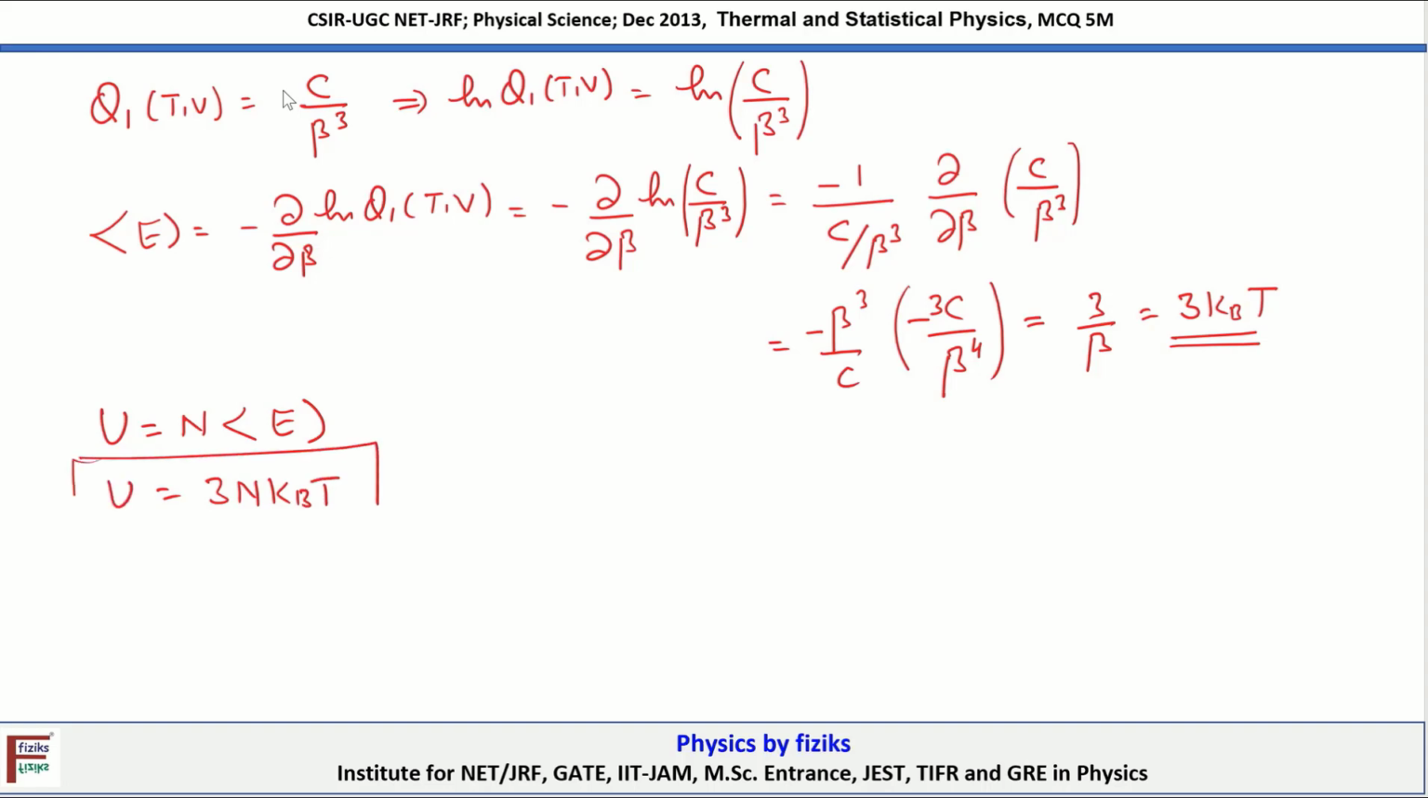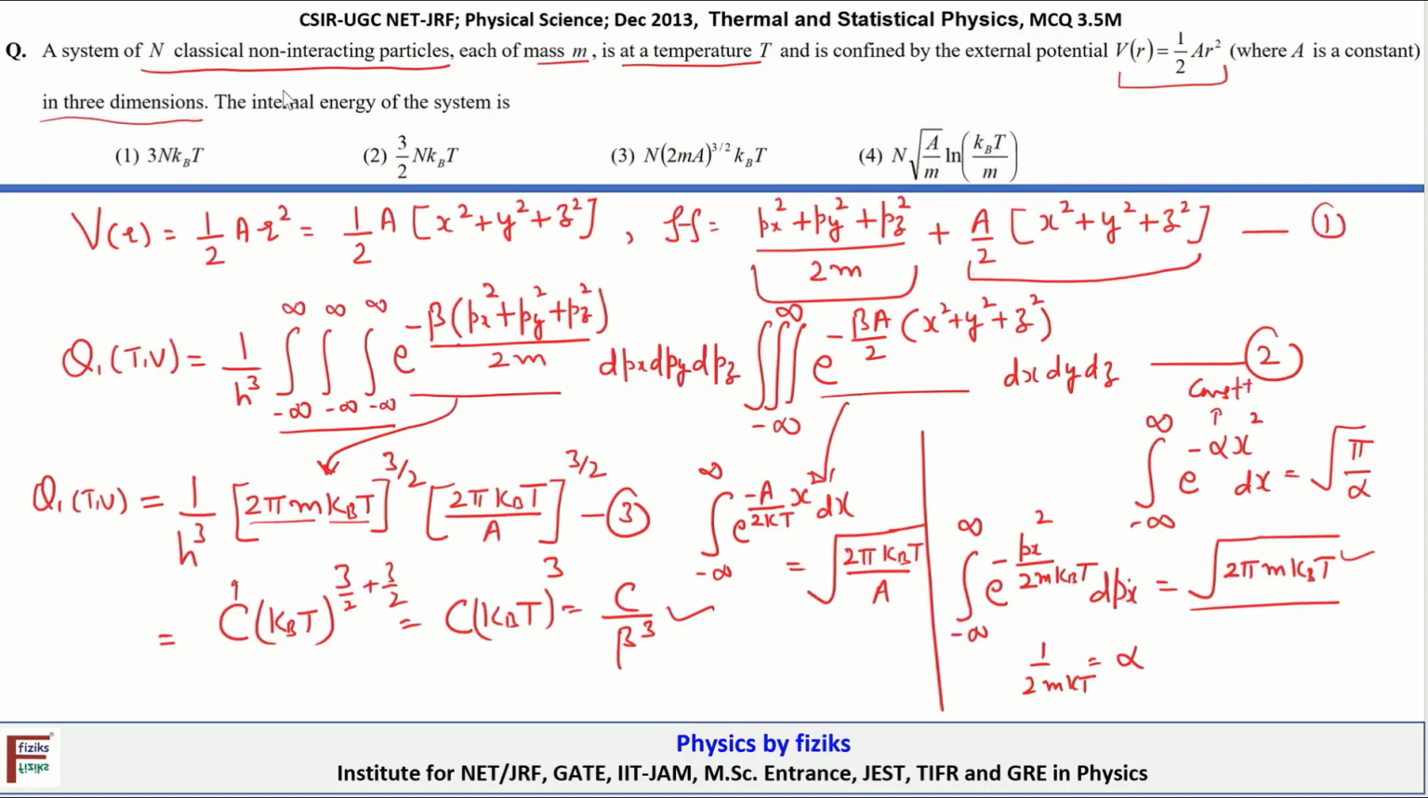So let's see which option gives this result. So it is 3n kT. Therefore option 1 is correct here.